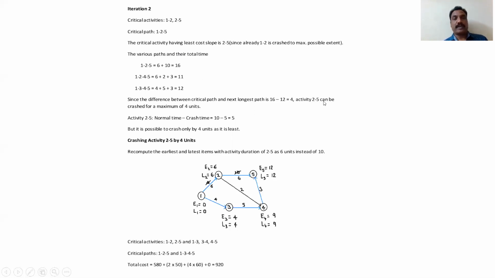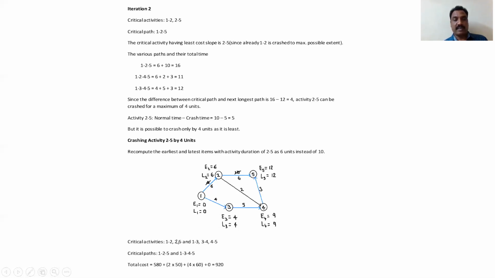So activity 2 to 5 can be crashed to a maximum extent of 4 units. For 2 to 5, the normal crash time is 5. But it is possible to crash only 4 units, as it is the least. Now I am crashing 4 units. Which activity? 2 to 5. This one. Earlier 10 was there. You copy down the previous network diagram here. The activities are all the same, only you have to change 2 to 5. Earlier 10 was there, now we are reducing it to 6 because we are reducing 4 units. Again, you have to calculate the E1, L1 values. So we got a total duration of 12 days.